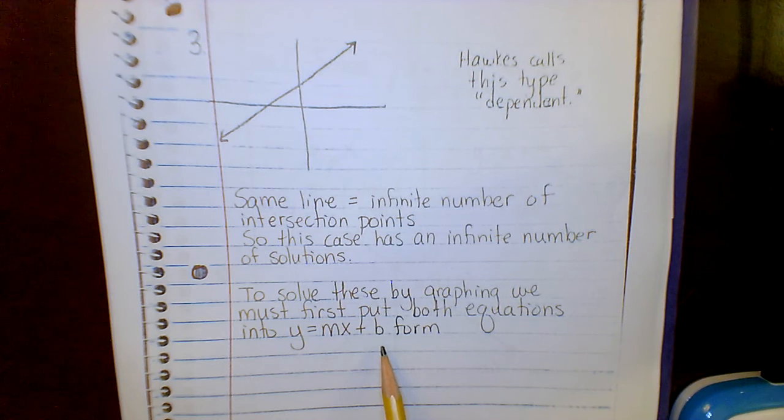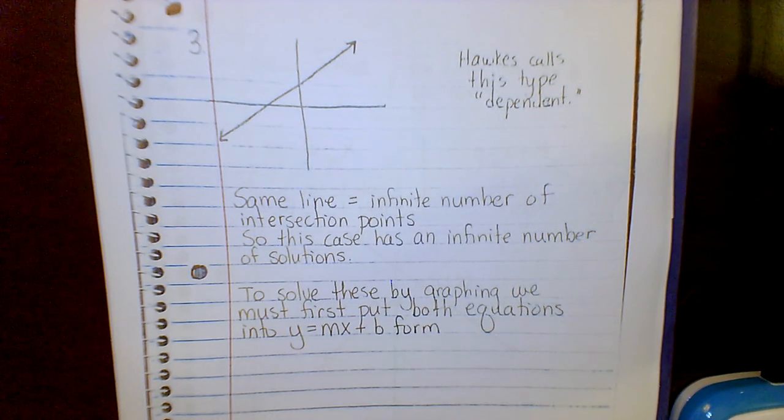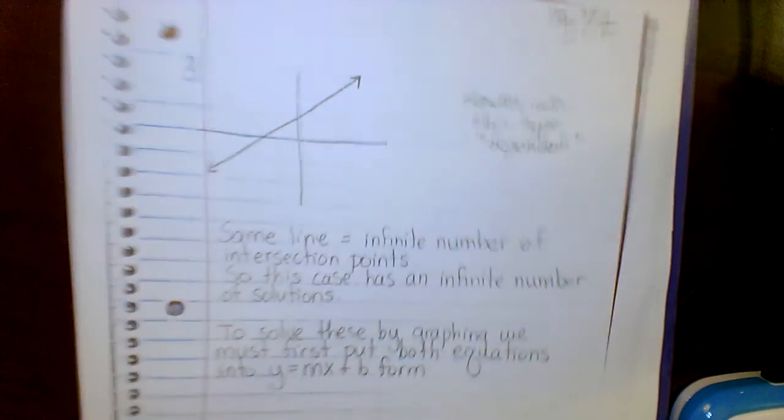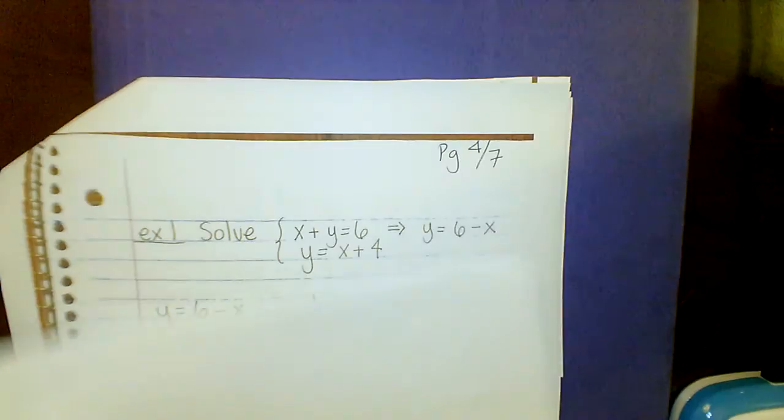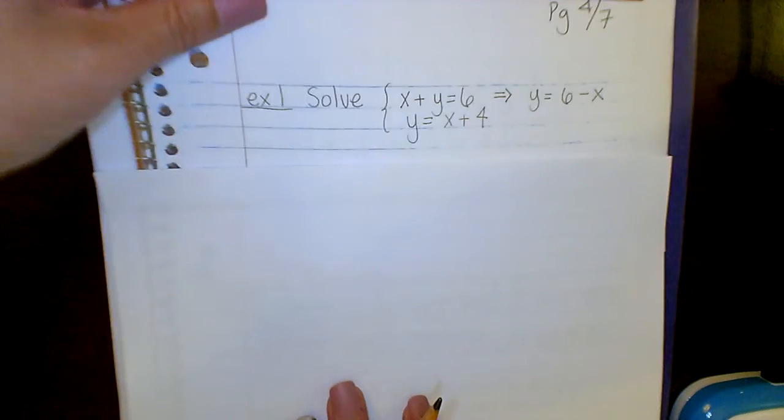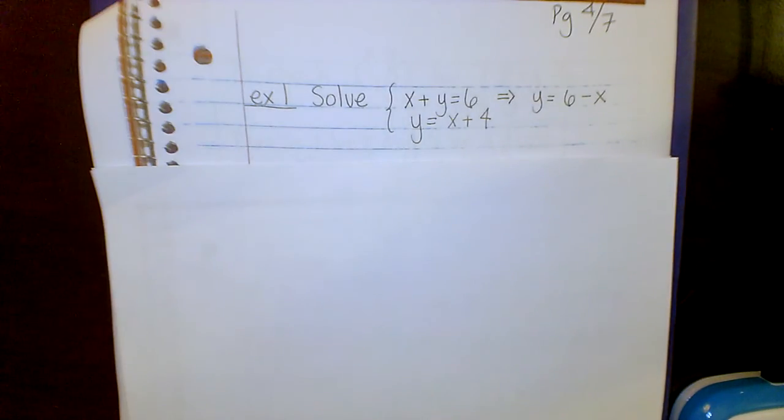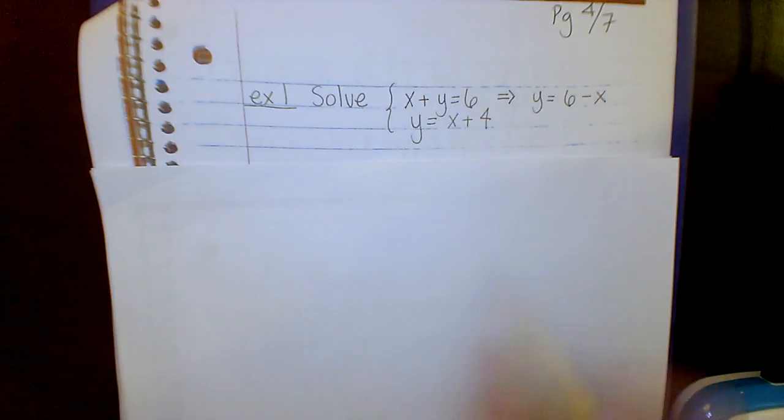Okay. Now, to solve all of these by graphing, unfortunately, we're going to have to put them in this mx plus b form first. All right. Now, these are going to be kind of messy, right? Because you have to graph and then you have to look for the point of intersection. Now, this is going to be a lot easier in Hawkes because you're going to have that grid. So I don't have a nice grid paper for you on short notice here, so I'm going to do the best I can with what I got.